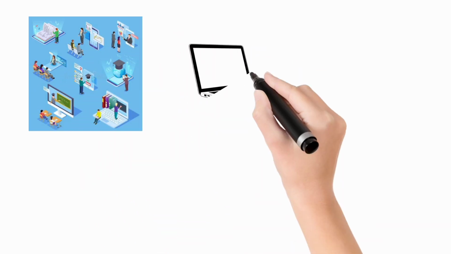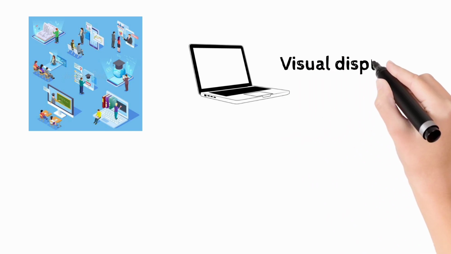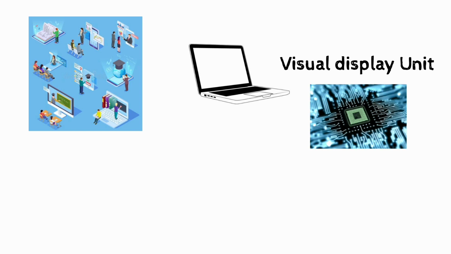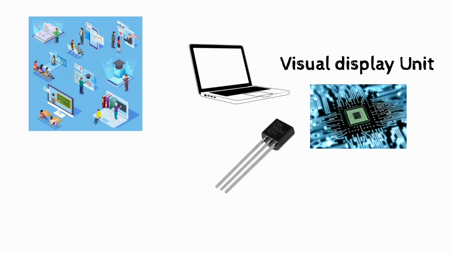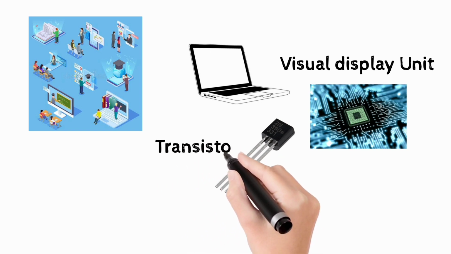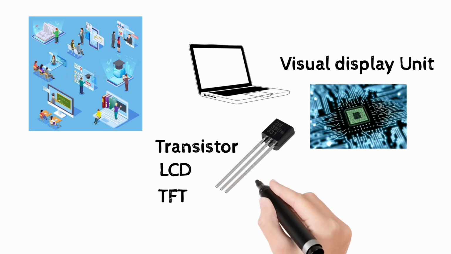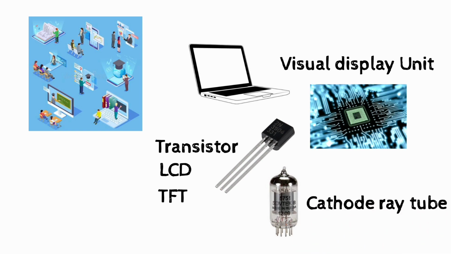A monitor or display, sometimes called a visual display unit, is an electronic visual display for computers. The monitor comprises the display device, circuitry, and an enclosure. The display device in modern monitors is typically a thin-film transistor liquid crystal display, TFT LCD, while older monitors use a cathode ray tube, which is usually known as the CRT.